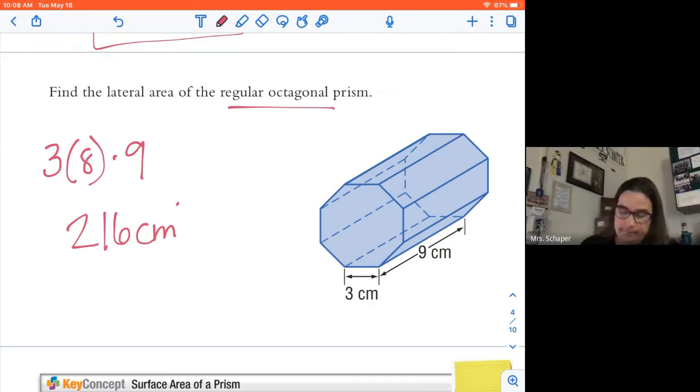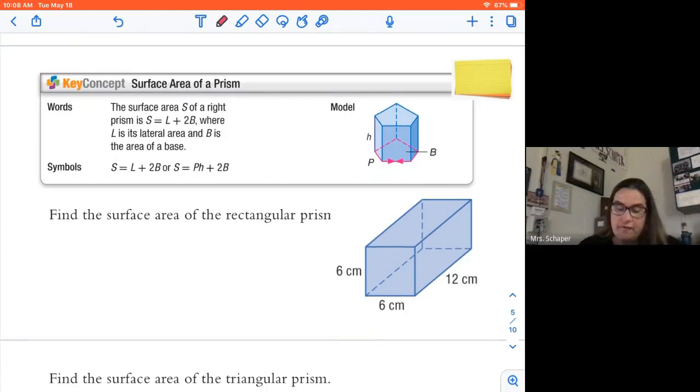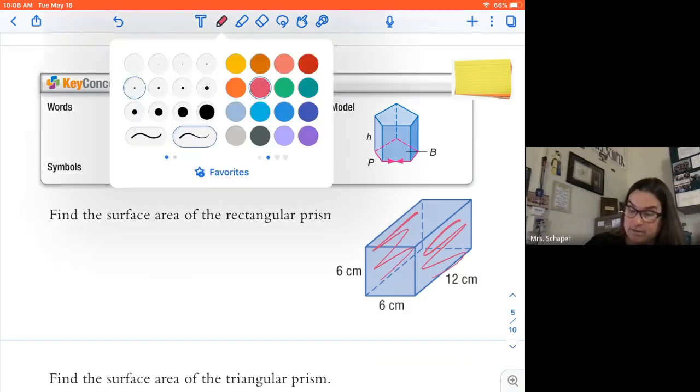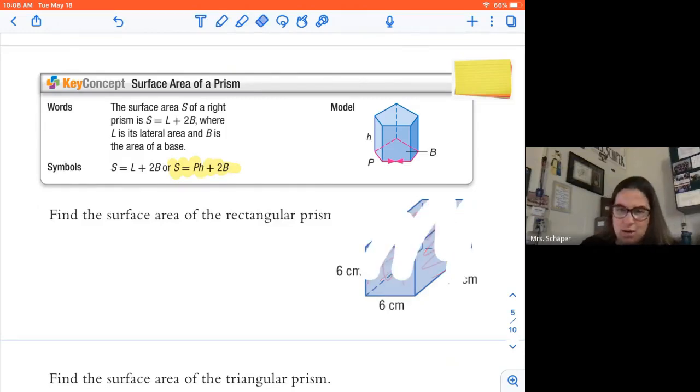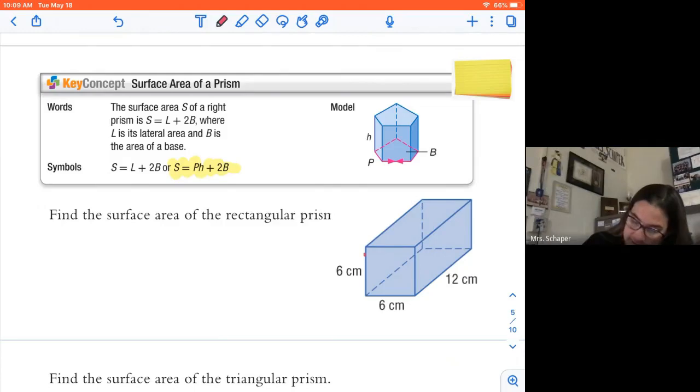That's the lateral area. So the surface area for the prism is going to be, this is probably one of the better ones to use. It's going to be the perimeter of the base times the height plus double the area of the base. And so when I look at this, your base could be here and here. Your bases could be front and back. We've got options because it's a rectangular one. So I'm going to say that this and these are my bases, okay?